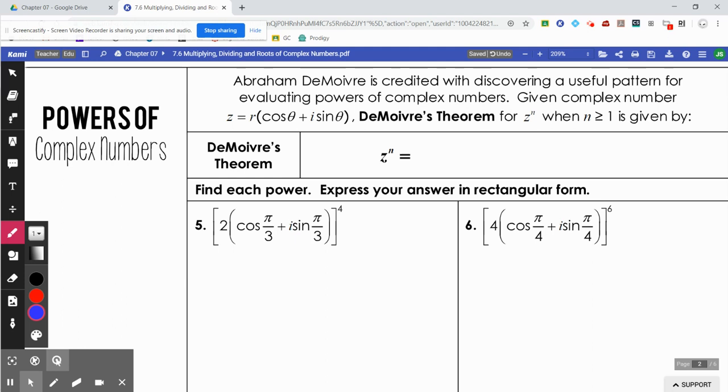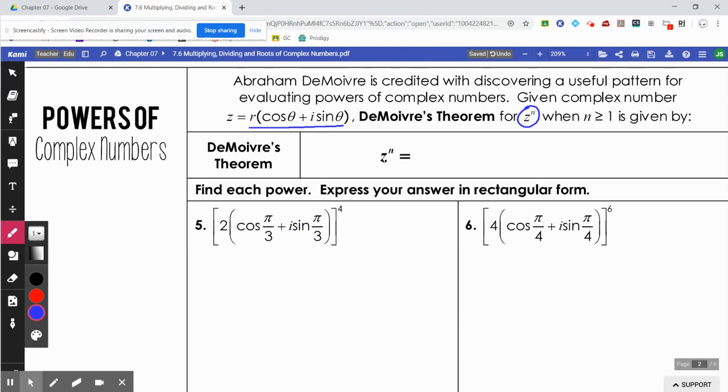Okay, now we can go a step further. We can now raise these complex numbers to powers by using de Moivre's theorem. Abraham de Moivre is credited with discovering a useful pattern for evaluating powers of complex numbers. Given complex number z, which is r times cosine theta plus i sine theta, that's our trig form, de Moivre's theorem for z to the nth power is the exact same thing we just did.